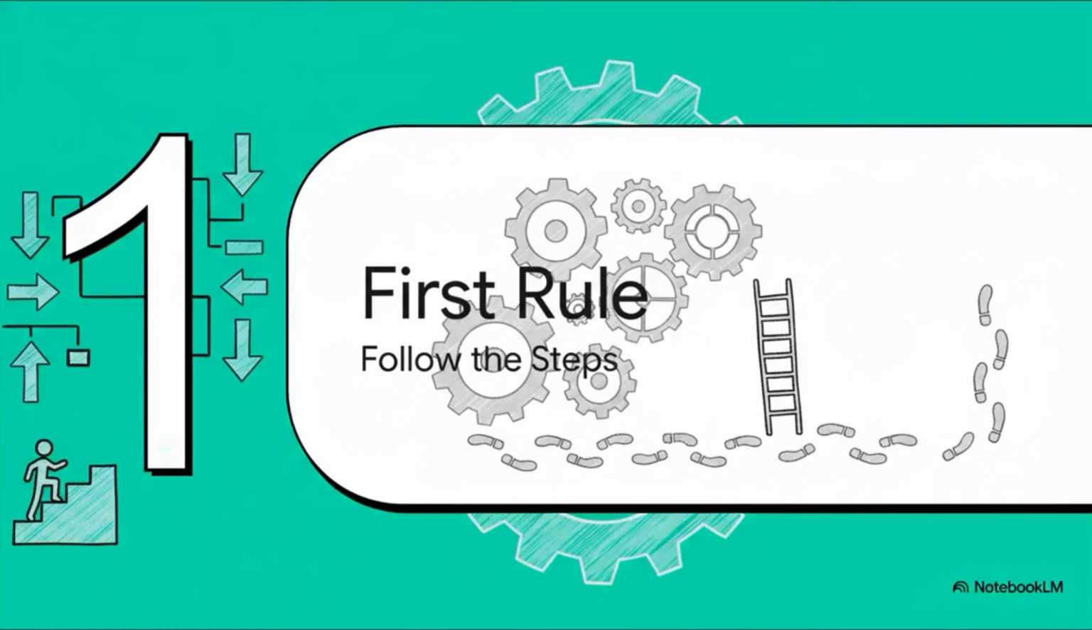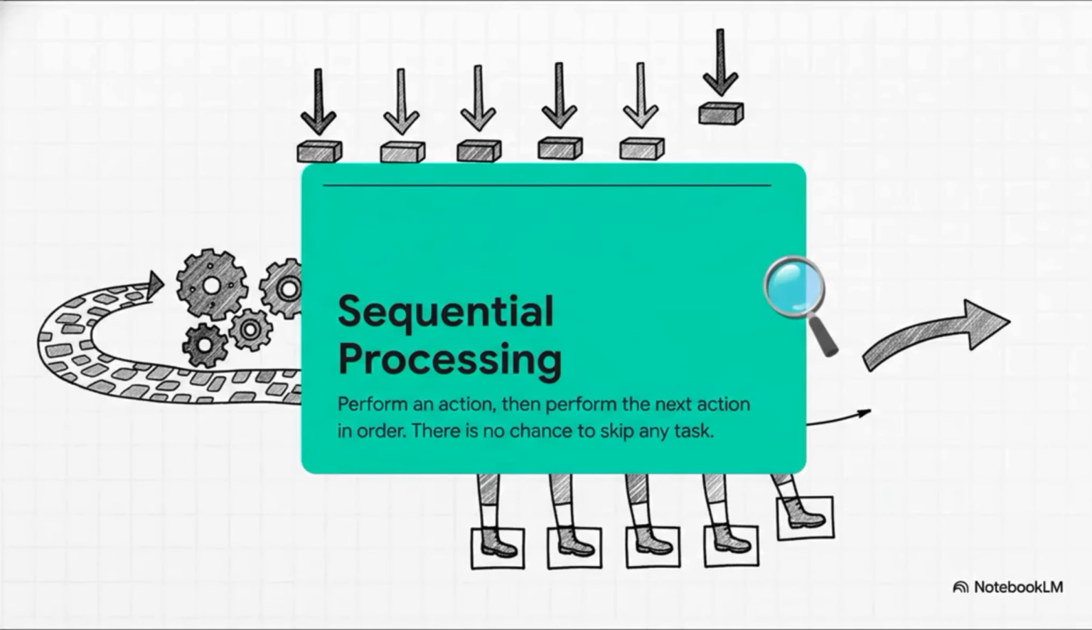This is the absolute bedrock of all programming. You have to follow the steps. In the programming world, this is called sequential processing, and it's pretty much exactly what it sounds like. The computer does one thing, then the next, then the one after that, in a perfect, unbreakable order. No skipping around, no jumping ahead. It's just one foot in front of the other.